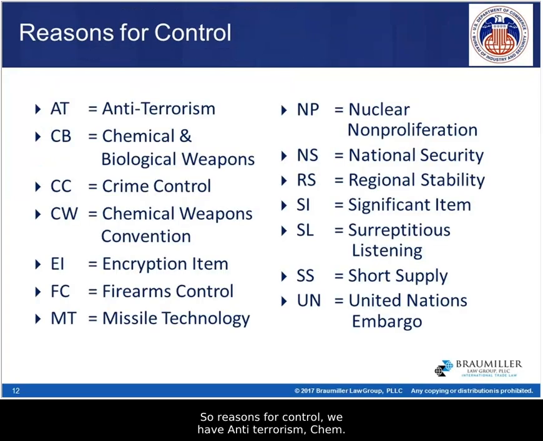So reasons for control, we have anti-terrorism, chem bio, regional stability, national security, crime control. This is a list of those reasons for control. Again, when we say it's a reason for control, we're not saying that it's because your product is going for that particular reason. So if we say it's for nuclear nonproliferation, that doesn't mean that we think that your widget is actually going to a nuclear weapons manufacturer or something like that. We're just saying that it possibly could be used for that, and so we have concerns about it going to certain destinations. The same for missile technology and stuff like that.